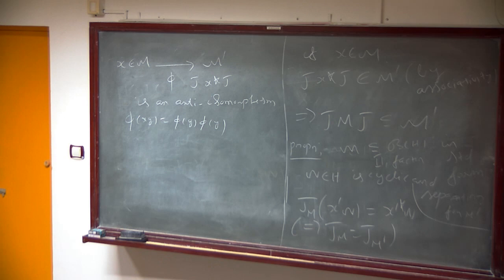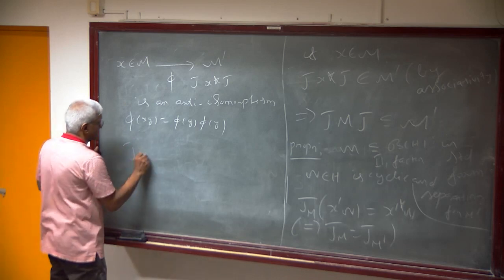No, it is linear. J x star J is just right multiplication by x. So if you have a lambda x, it is just right multiplication by lambda x. So lambda can be taken out, right? It is linear.